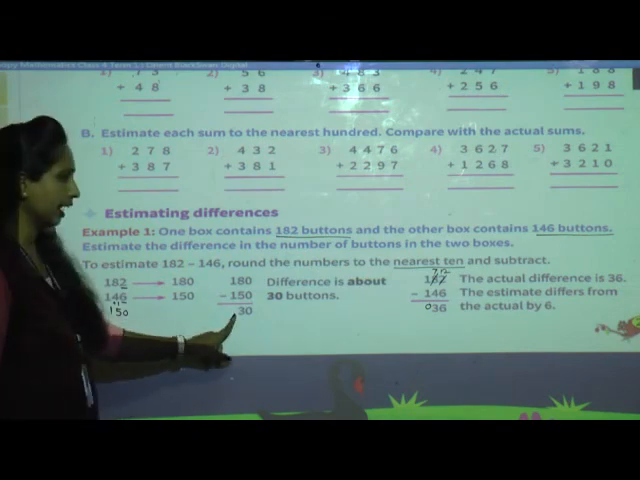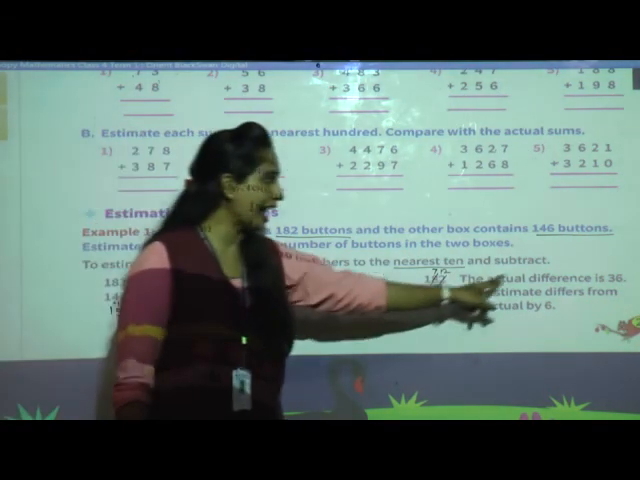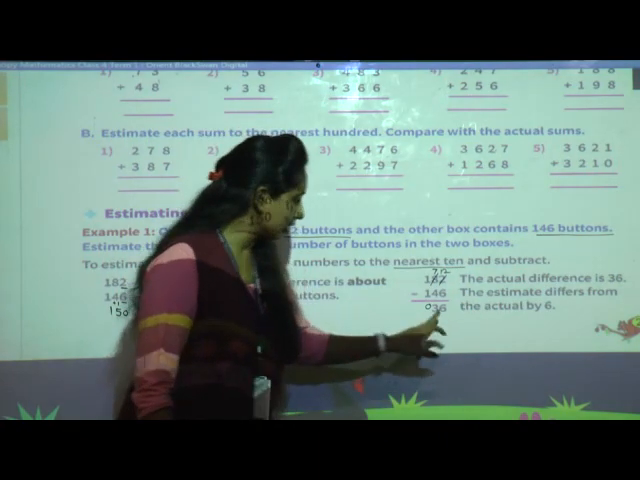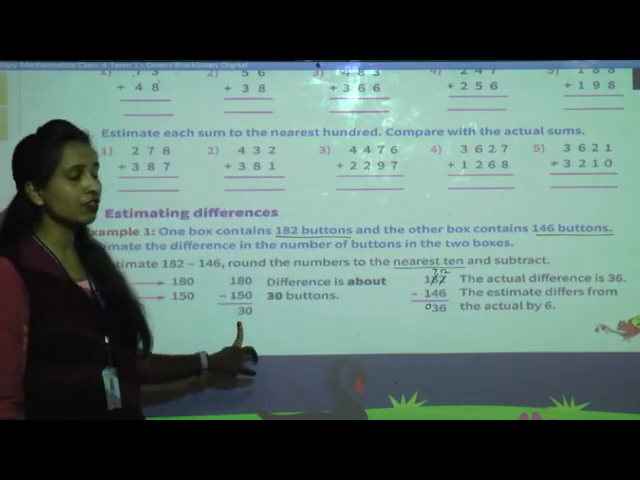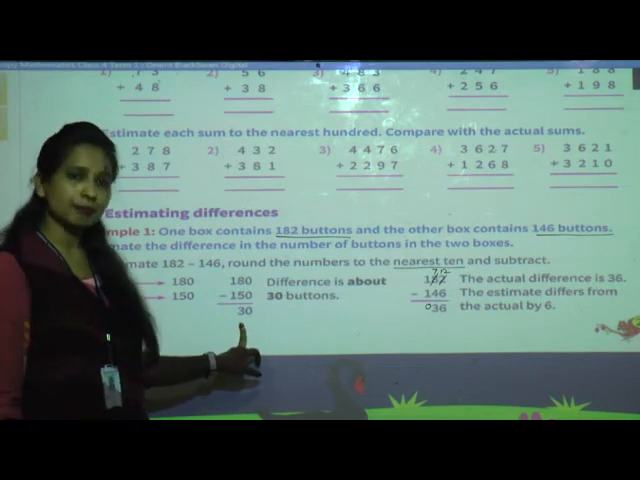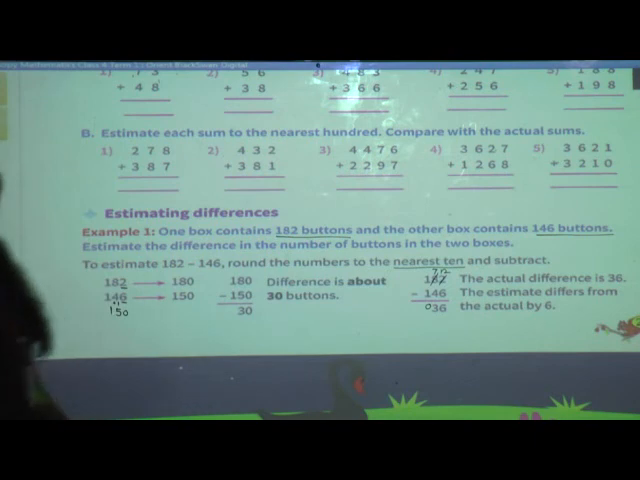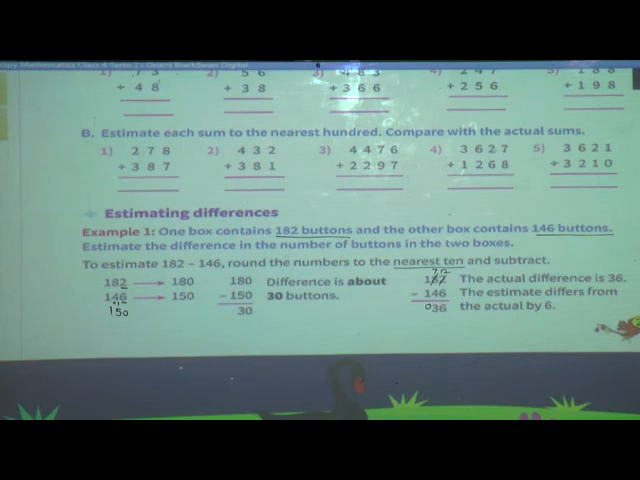Here the estimated difference came 30 and the actual difference is 36. So see 36 and 30. How much difference is there? By 6. So the estimate differs from the actual by 6. Got it? Clear till here? Understood everyone? Yes students? Got it?